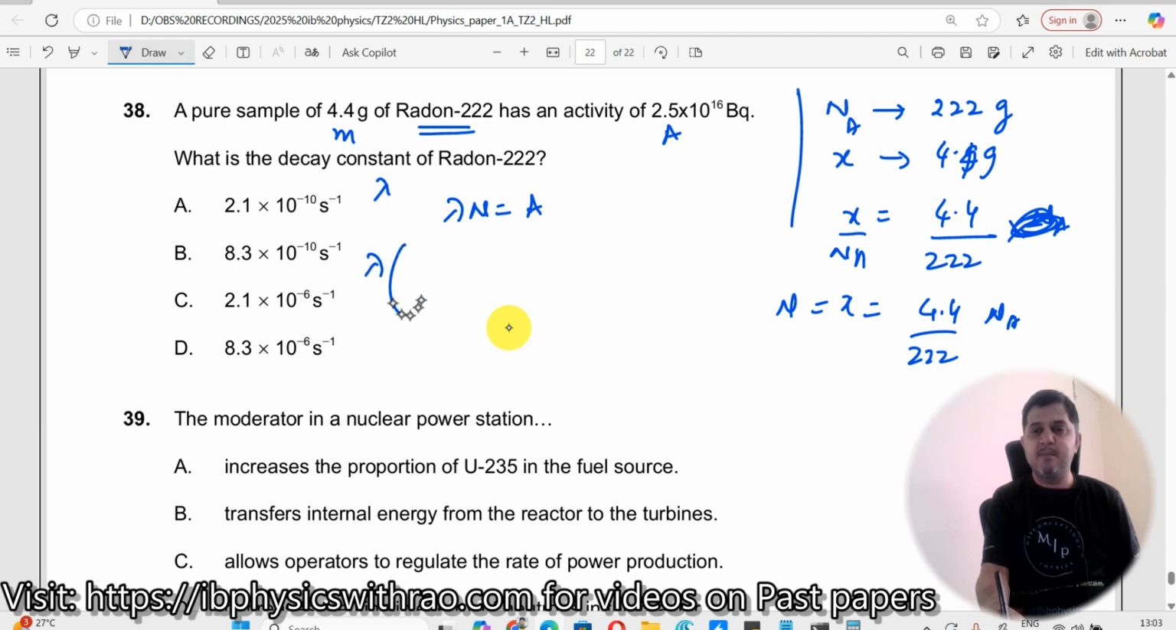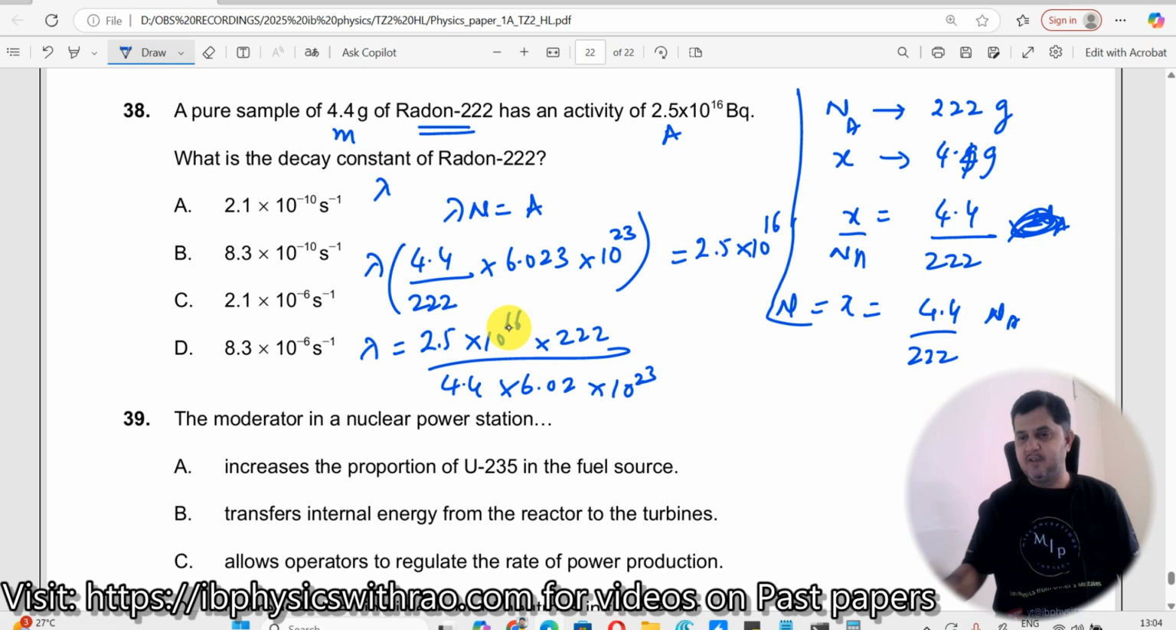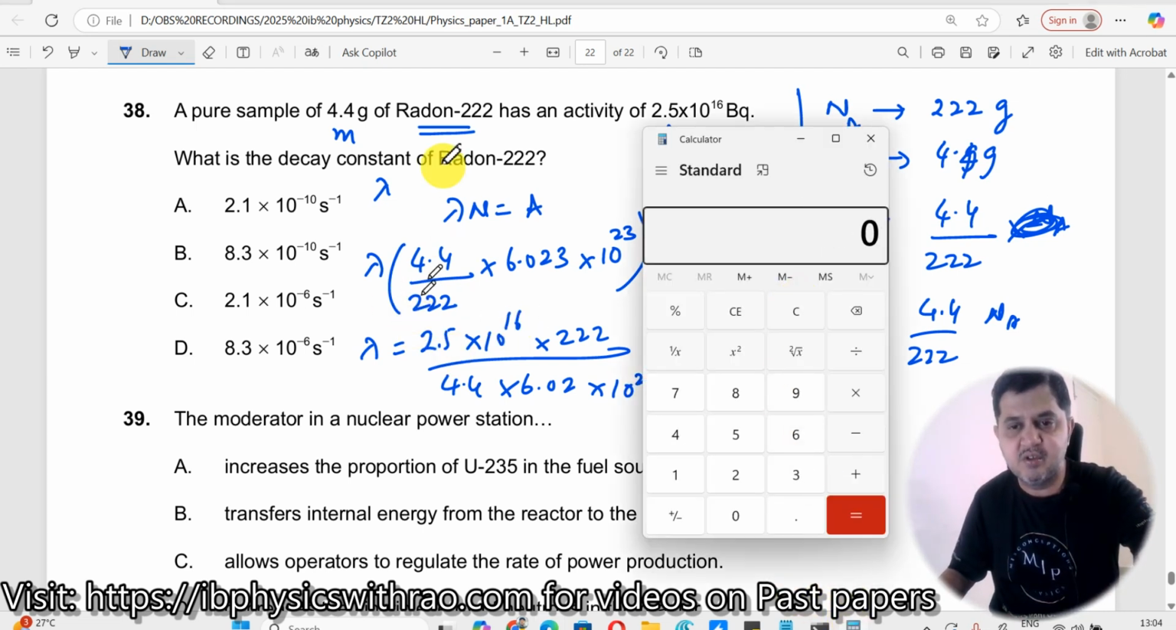So lambda multiplied by 4.4 divided by 222 multiplied by 6.023 multiplied by 10 to the power 23 is equal to 2.5 into 10 to the power of 16. Right? So lambda will now be equal to 2.5 into 10 to the power 16 times 222 divided by 4.4 into 6.02 into 10 to the power 23. Let us do the calculation to get to know the final answer.